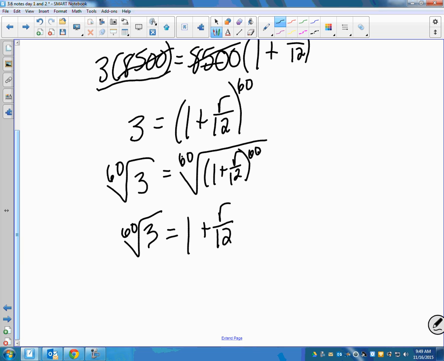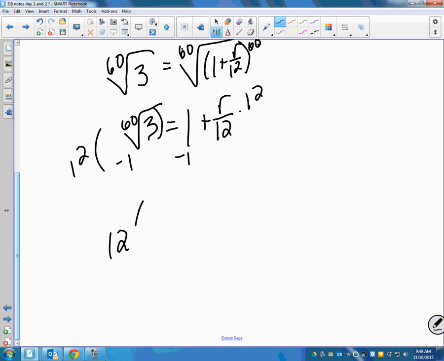Then can you solve for r? What's the next step? Divide by 1? Subtract 1, right? Because that's just adding. And then what would I do? Multiply by 12. So I think I'm going to have 12 times the 60th root of 3, all minus 1. Right, just like some good old algebra here.